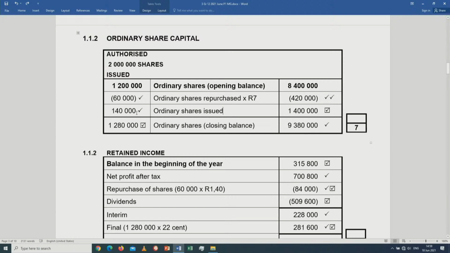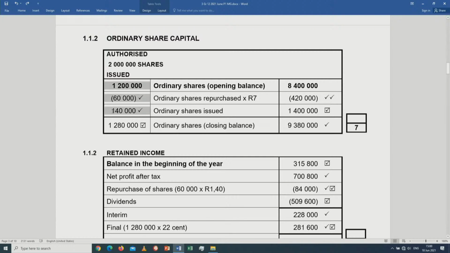The number of shares that were issued, 140,000, 1 mark, 1,400,000. It is a balancing figure because we were not given the issue price there. So a learner will have to calculate the information from there. 1,200,000 minus 60,000 plus 140,000 equals 1,280,000. So 1,280,000 is a method mark.